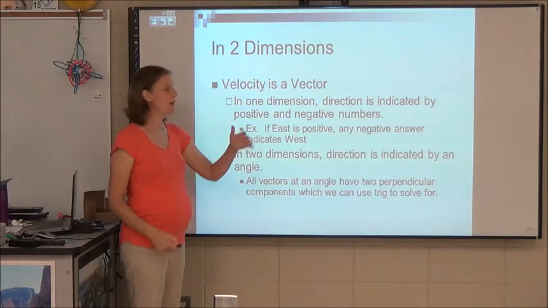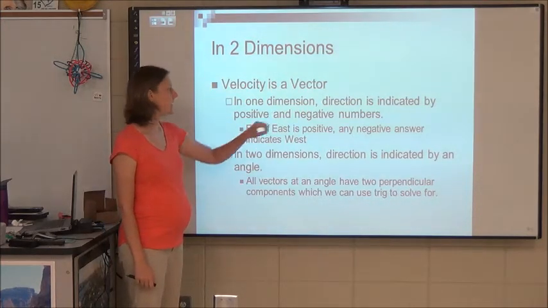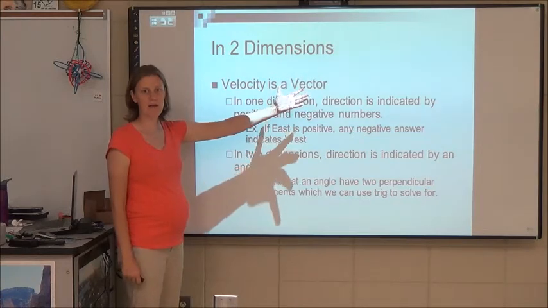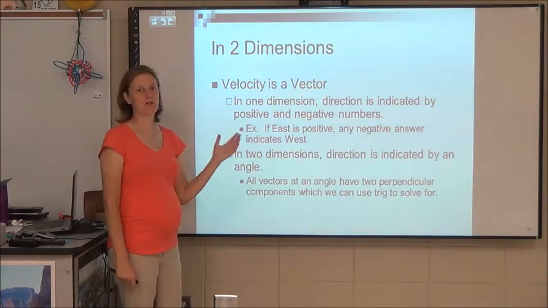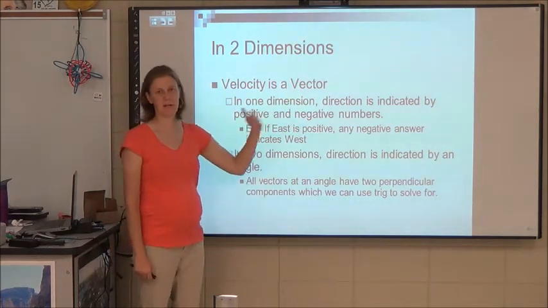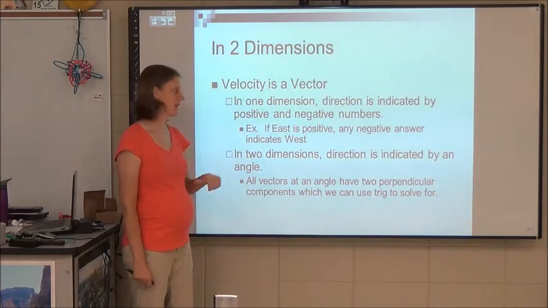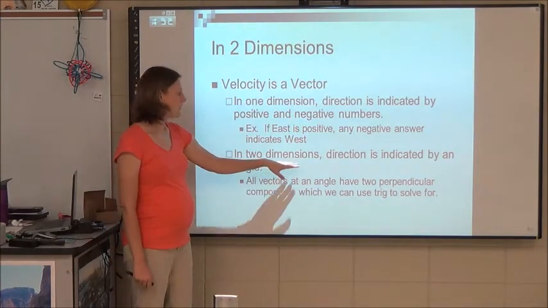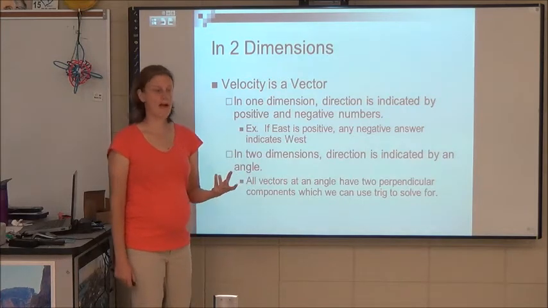But just things to remember: velocity is a vector. In one dimension, when we were doing the kinematics, we really just kept up with that direction through positive and negative numbers. We say right's positive, left's negative. But in two dimensions, now we're going to bring in our trig and our angles again.